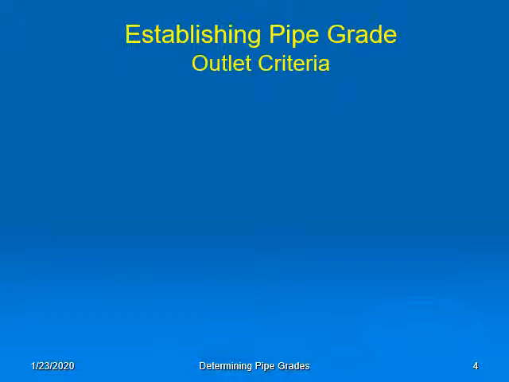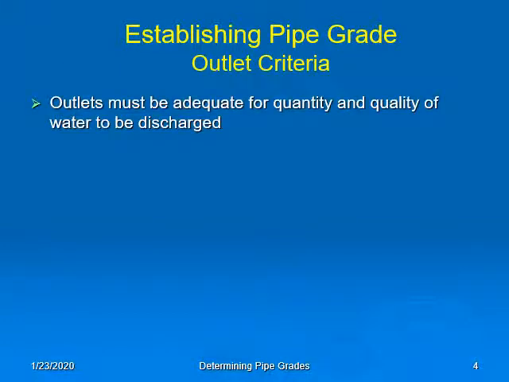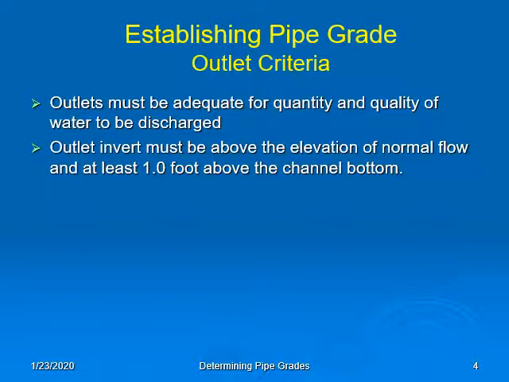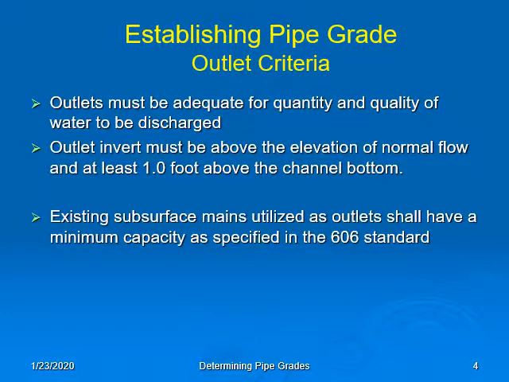The 606 standard provides some criteria for the subsurface drain outlet. Outlets must be adequate for quantity and quality of water to be discharged. The outlet invert must be above the elevation of normal flow and at least 1 foot above the channel bottom, where the outlet is in a channel. Existing subsurface mains utilized as outlets shall have a minimum capacity as specified in the 606 standard.